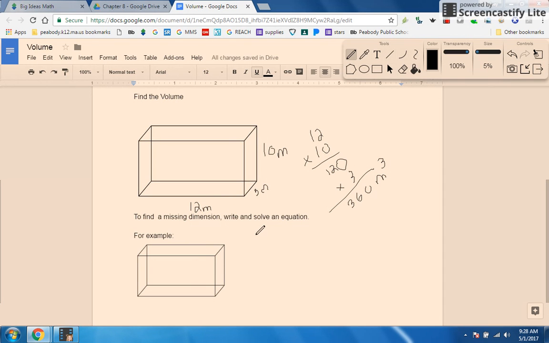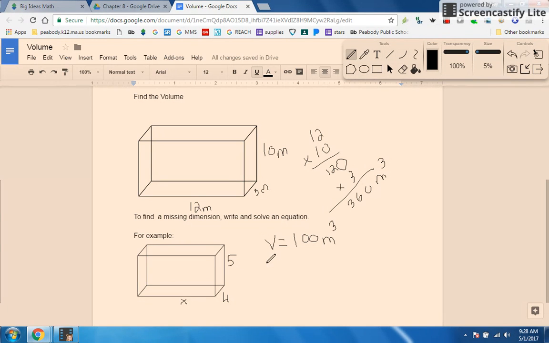Sometimes you get one like the one I'm going to do here, where you have to find a missing dimension. This is where equations come into play. Let's say, I'm just going to try to do numbers that aren't too bad here, that this is 5, this is 4, and this is x. We don't know what this is. But let's say we're given the volume. They're telling us the volume is 100 meters cubed, but we don't know what the width is. We have the length and the height, but we don't have the width. So we have to find that missing measurement.